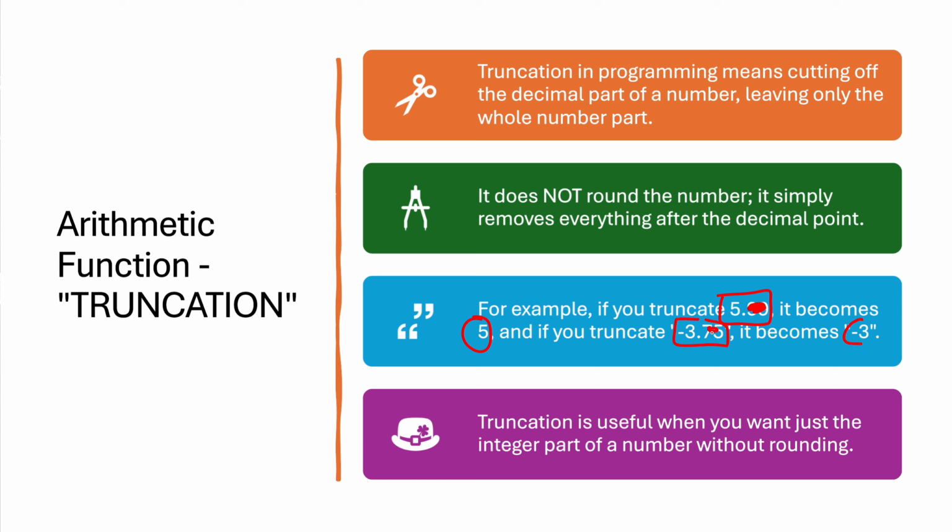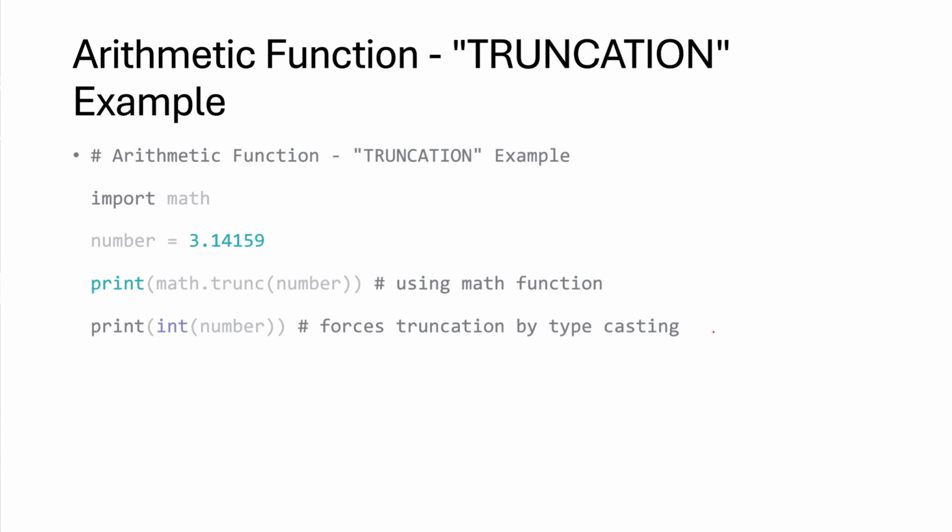I scrap the 0.75. So truncation is useful when you want the integer part of a number without the rounding. So if you want to check that the integer part of a number is what it's supposed to be, you can just truncate it and use the number that you get. Here's the example for truncating as well. The code is going to be there.